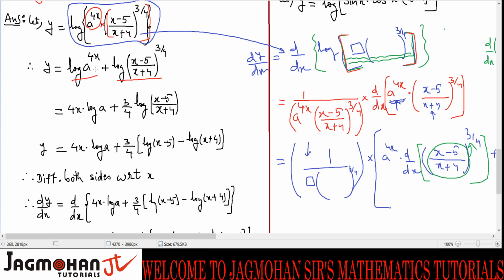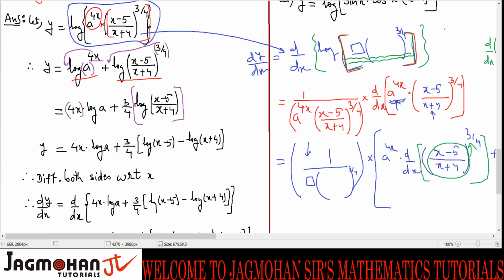Then here next, further I'm using another rule. What is another rule? Another log rule, that is log of m raised to n. So this n will become the coefficient: n log m. So see, this 4x has become the coefficient of log a, and the same thing is happening here. 3 upon 4 also becomes the coefficient. The power becomes the coefficient 3 by 4 here. Got it?